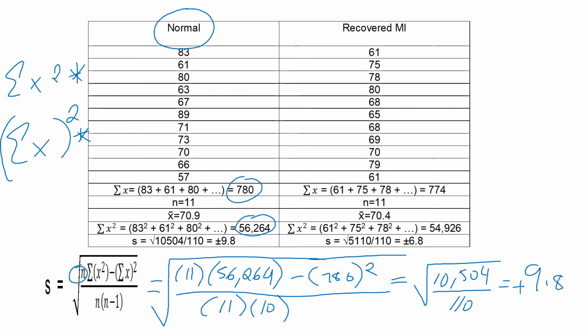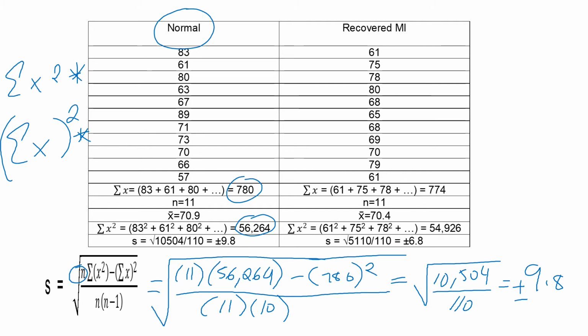Now we say plus and minus, and why do we say plus and minus for the standard deviation? Because with standard deviation we are trying to figure out how dispersed your data points are. That just means that your data points are dispersed either above or below the mean by 9.8.